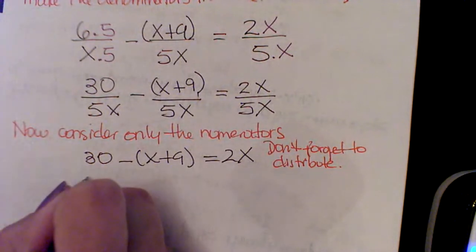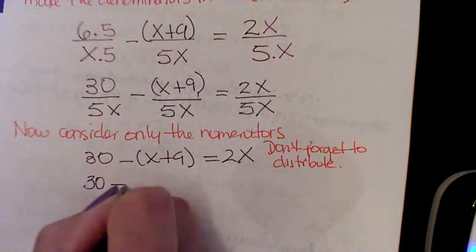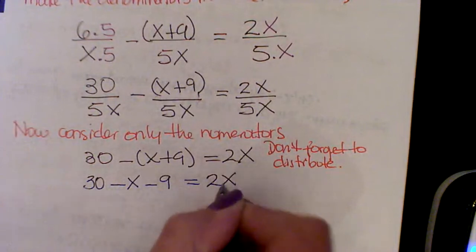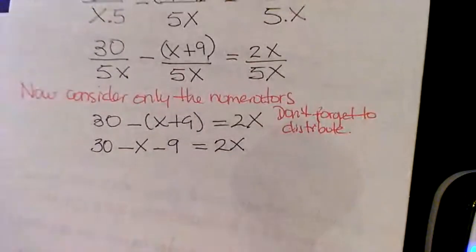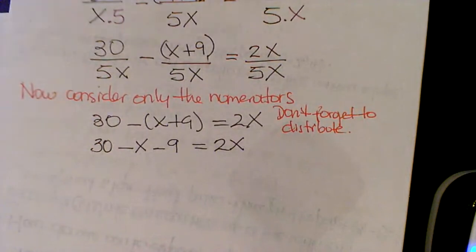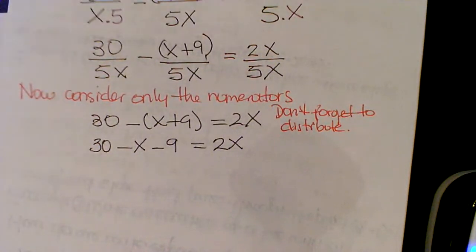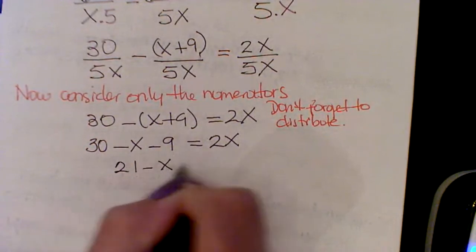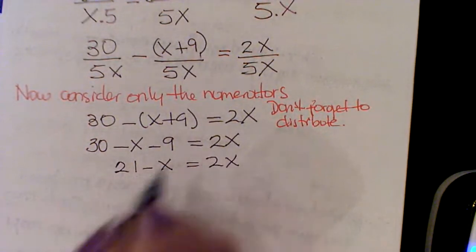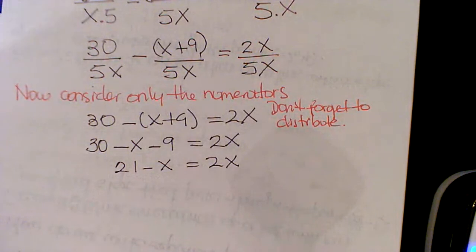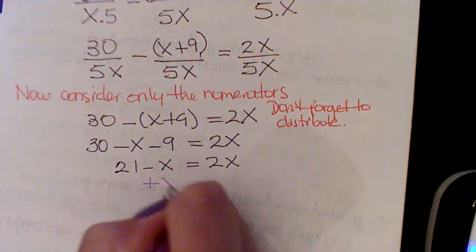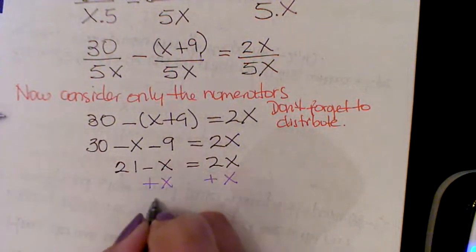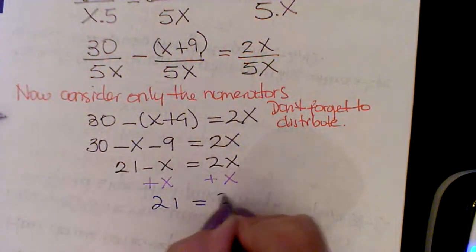So we have 30 minus x minus 9 equals to what? To 2x. So now we are going to combine like terms. 30 minus 9 is going to be 21. And I'm going to be making a 0. So this is going to be 21 equals to what?